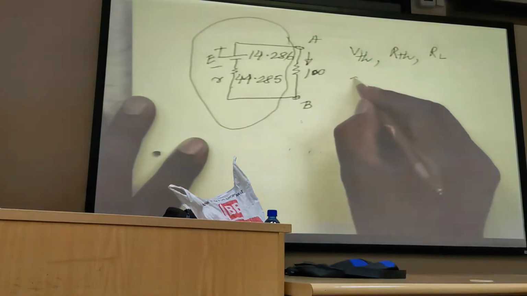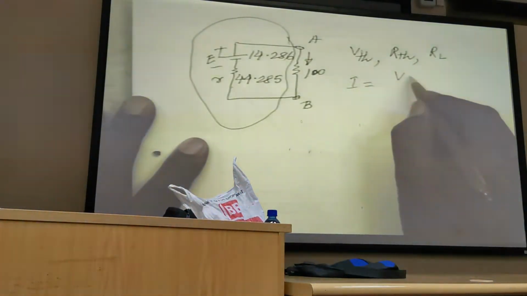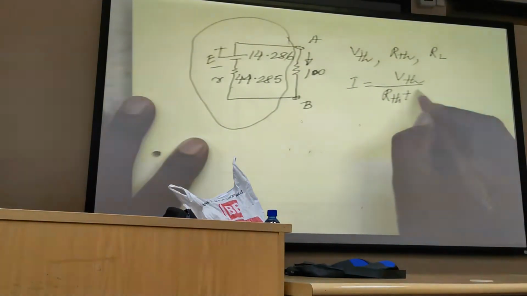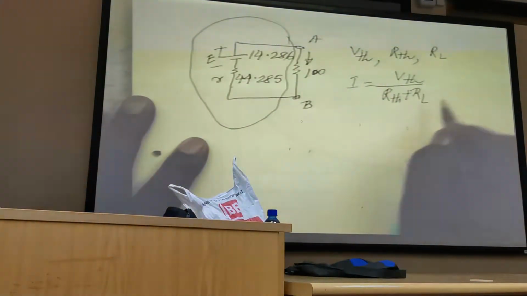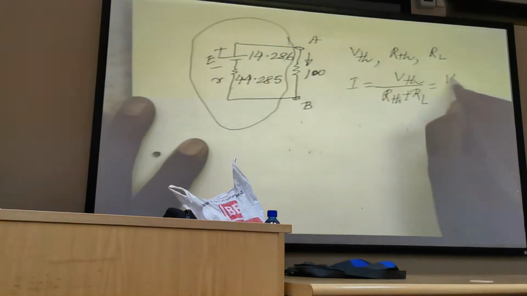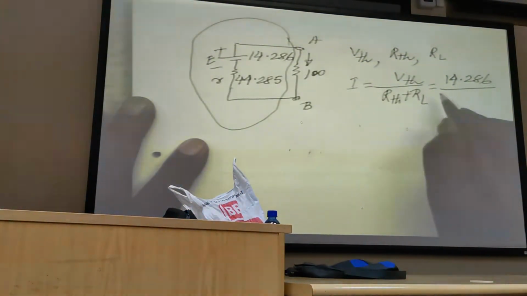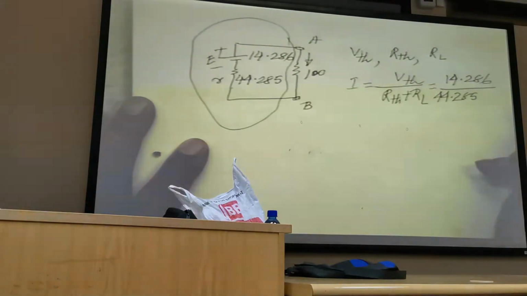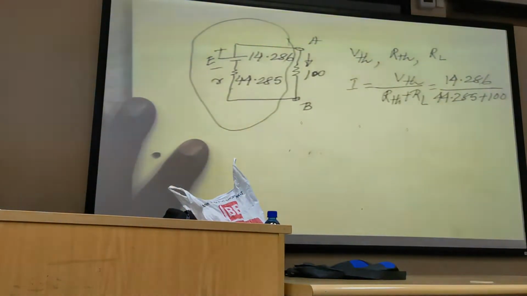Clear? So you need to find out the current here. This current is I. The formula is V Thevenin divided by R Thevenin plus load resistance. Clear? So V Thevenin we got how much? 14.286. R Thevenin is 44.285. And RL is 100.